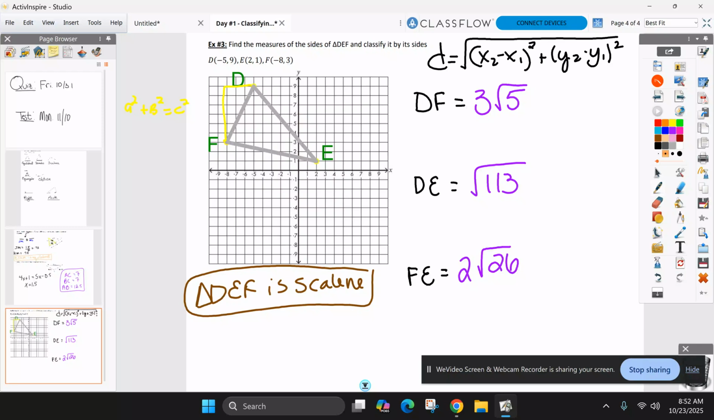Not acute, not right, not obtuse. I don't know anything about that; that's for angles. Questions? Okay, you know where to go now. It's not in the packet tonight, so you guys know where to go.